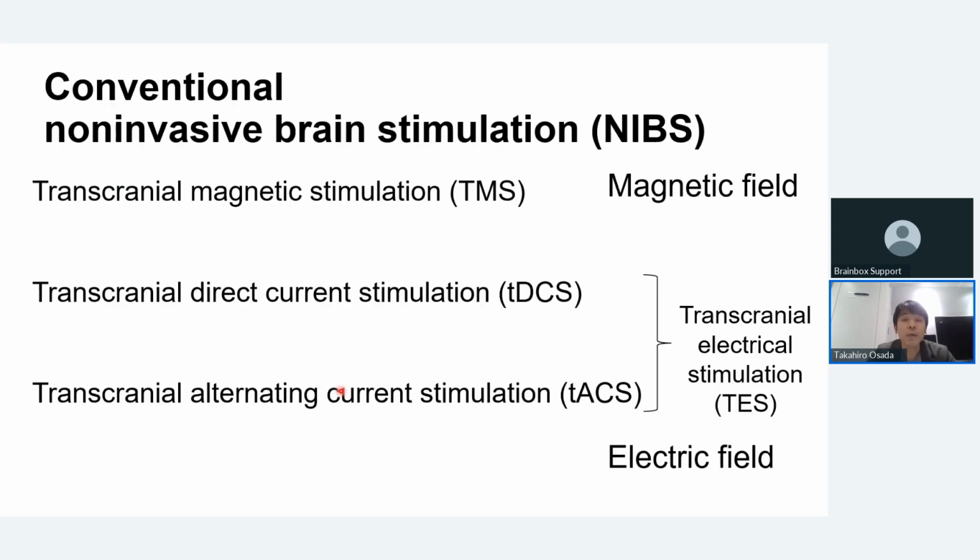The first part. So before going to TUS, I would like to address conventional non-invasive brain stimulation, NIBS method. There are several methods for conventional NIBS. For example, transcranial magnetic stimulation, TMS, uses magnetic fields for stimulation. Maybe many of you are using TMS. Other methods use electric fields for stimulation, such as transcranial direct current stimulation, tDCS, and transcranial alternating current stimulation, tACS. These are collectively referred to as transcranial electrical stimulation, TES.